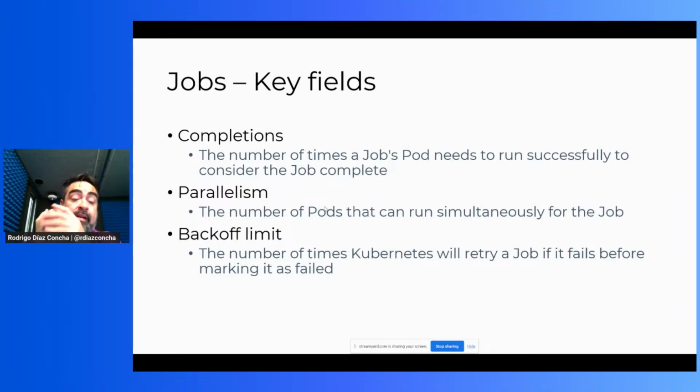Backoff limit is the number of times Kubernetes will retry a job if it fails. So the default, I think, is 6. So 6 times it's going to wait and retry before Kubernetes says, you know what, this job is not working. I'm not going to retry anymore. So you can set this backoff limit field to the number of times that you want, okay? So yeah, the default is 6.